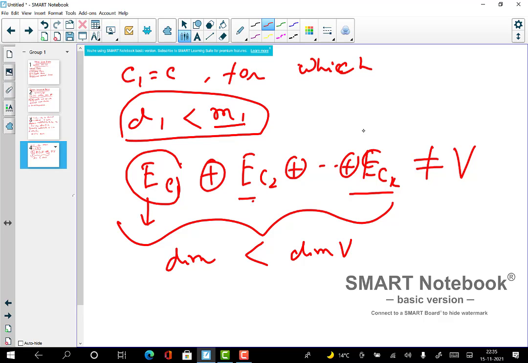So that means this direction cannot be equal to V. So this is one way of saying that T is not diagonalizable, right? Then what can you do? Can you have some way to do this kind of makeup? For example, can we have a bigger space than this E_C1, which will have the exact dimension of M1, and then you can have a direct sum decomposition? And the answer is yes.